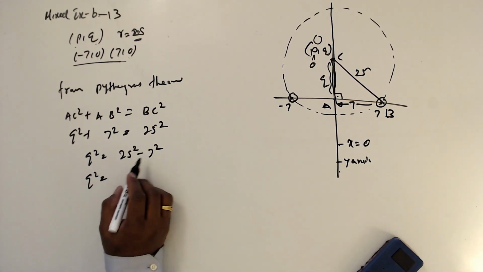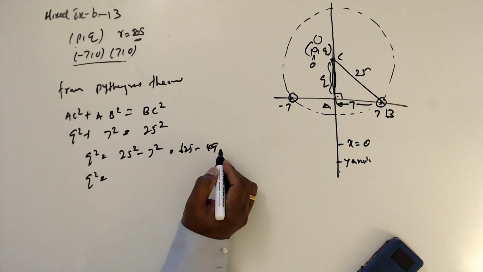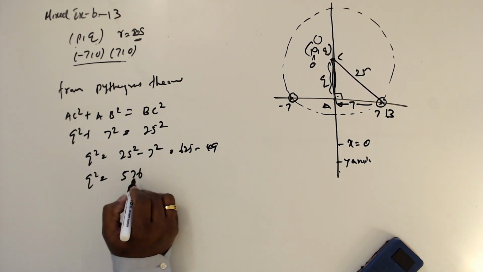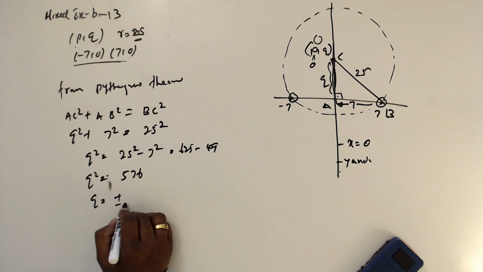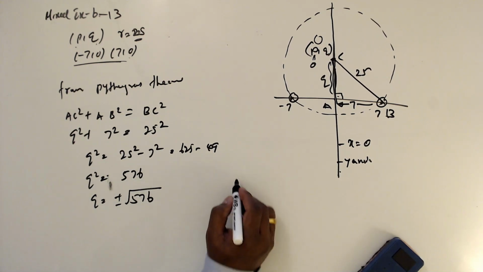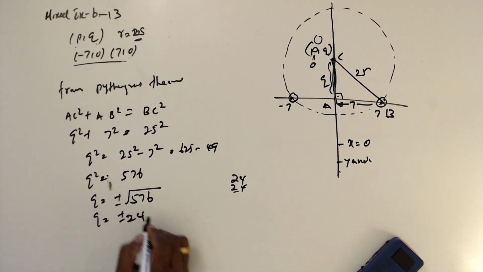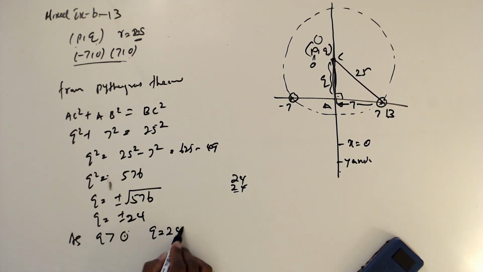You can simplify this: 625 minus 49, which is going to be 576. So q equals plus or minus the square root of 576. The square root of 576 is 24. So q equals plus or minus 24. In this question, given that q is greater than 0, q has to be 24.